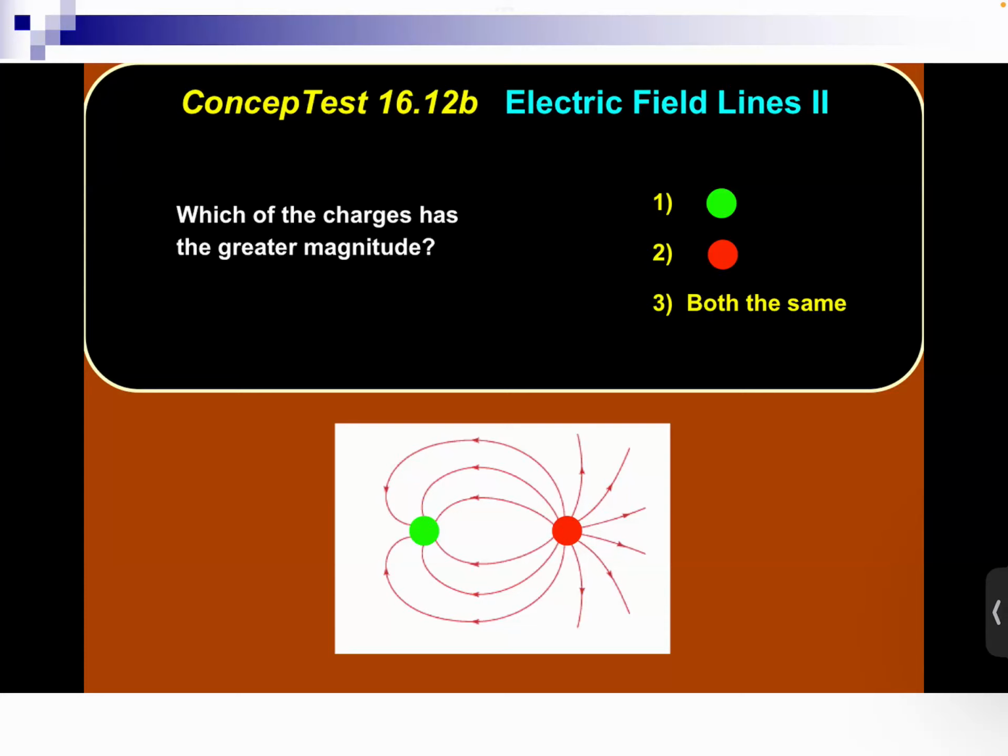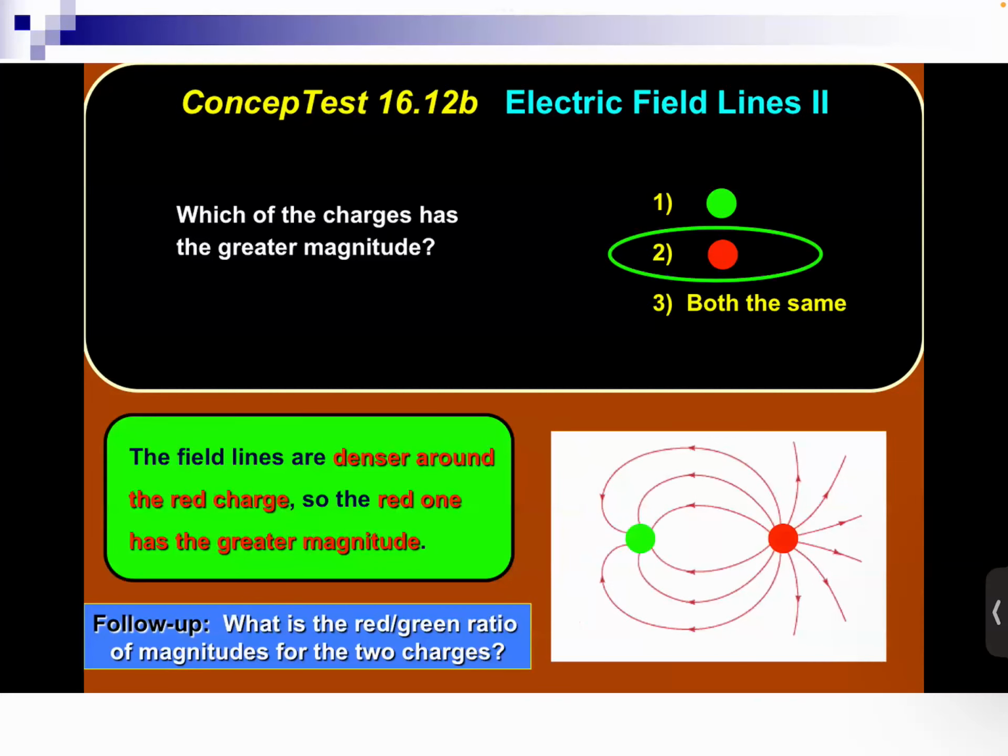All right. So we said that the denser the electric field lines are, the more electric field lines you have, the greater the electric field, and electric field is generated by charges. So the bigger the charge, the more electric field you create, and therefore you have more electric field lines coming from this bigger charge and fewer electric field lines terminating on this smaller charge. What's the ratio of the charge of the two charges?